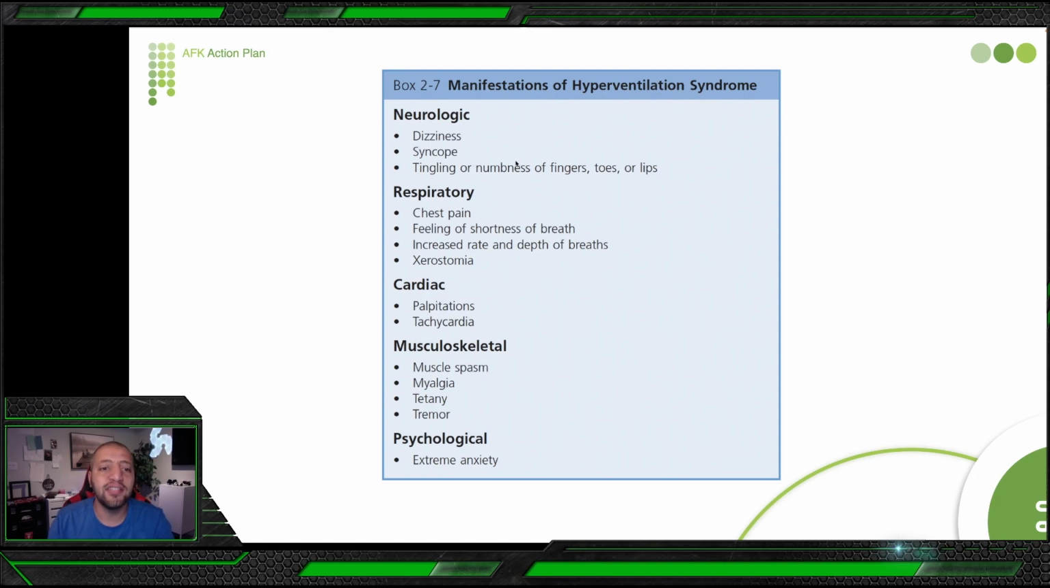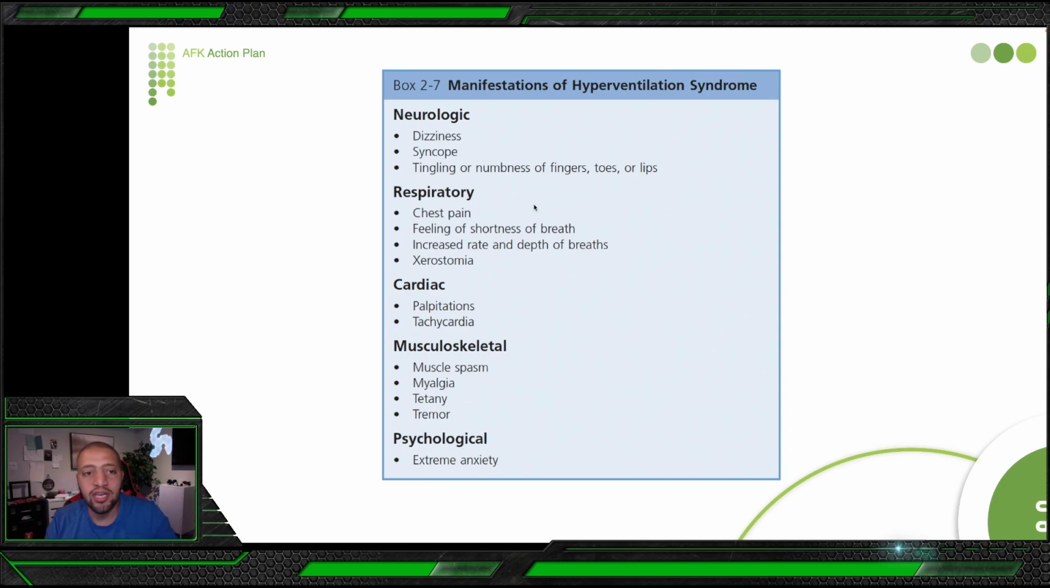You have dizziness, syncope, tingling, numbness on the fingers. Respiratory, you have chest pain, feeling of shortness of breath, increased rate and depth of breath. And this is the most important part. For hyperventilation, the normal ventilation rate is between 12 to 20. For this patient, it might reach 30. The numbers will be extremely high. This patient has xerostomia, palpitation and tachycardia, muscular spasm, myalgia, tetany, and tremor. This is very extreme to reach in this patient.